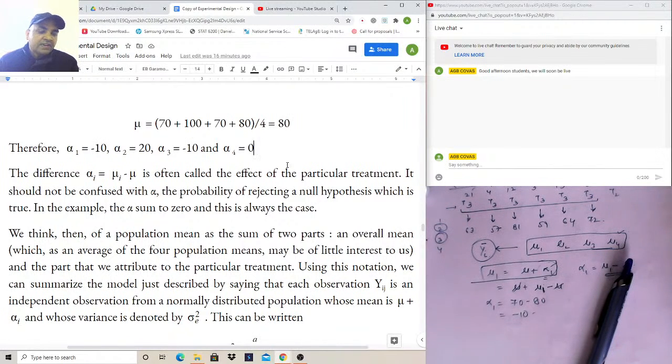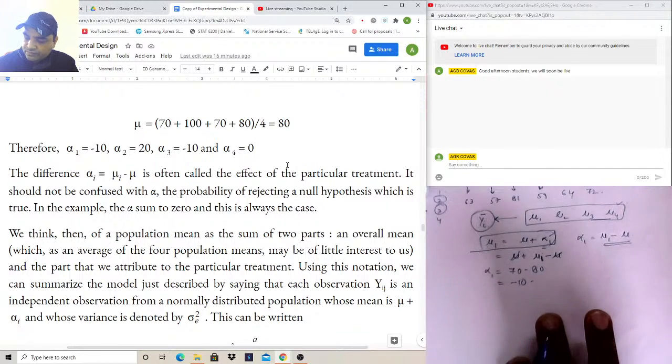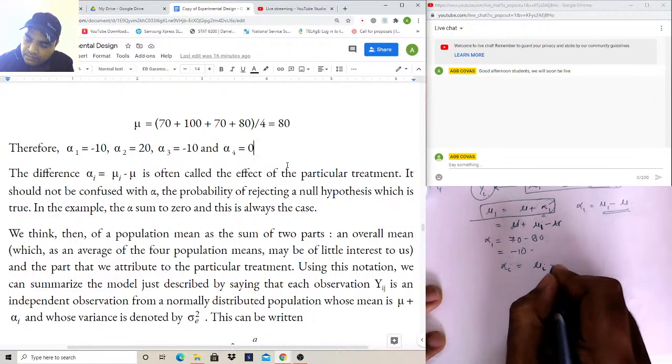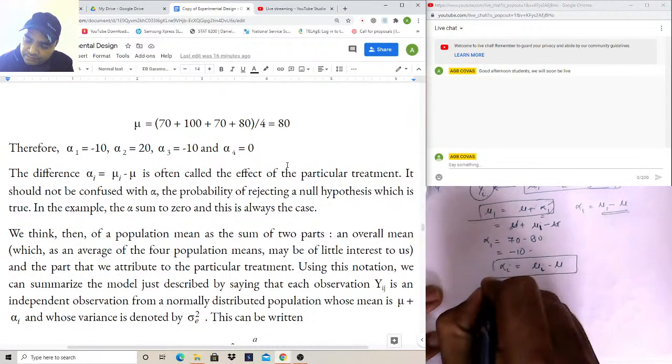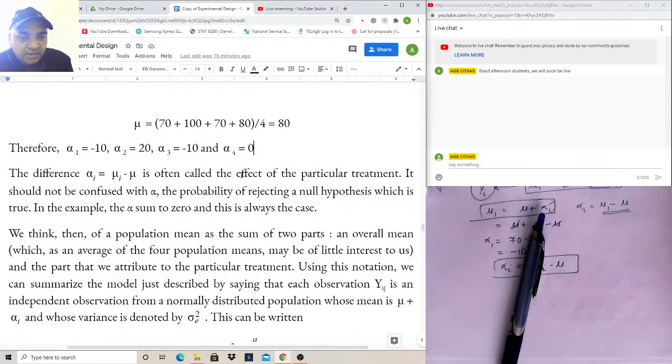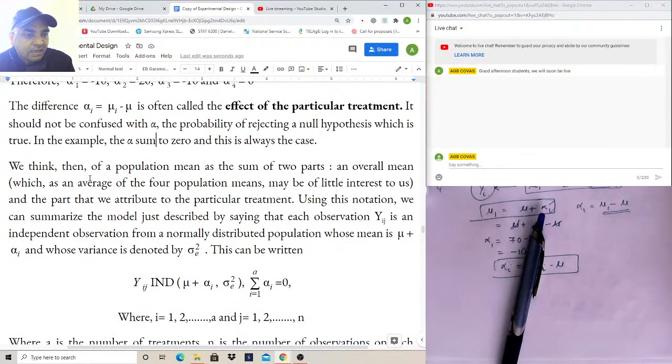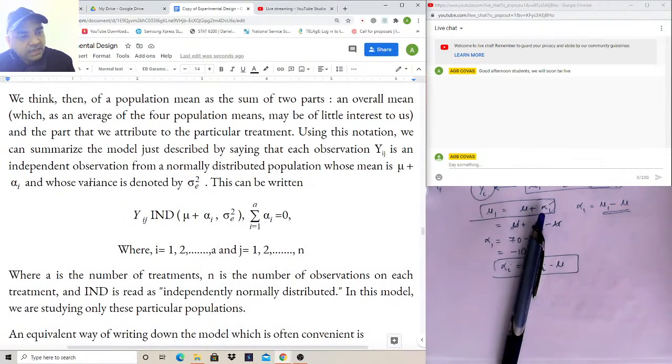Okay. So the difference alpha I, this alpha I is equal to mu I minus mu, the overall mean. Okay, it is often called the effect of a particular treatment, and it should not be confused with alpha, which is the probability of rejecting the null hypothesis. Okay, so in this particular example, this alpha I sums to 0, and it is always the case. This sum of alpha will be equal to 0.